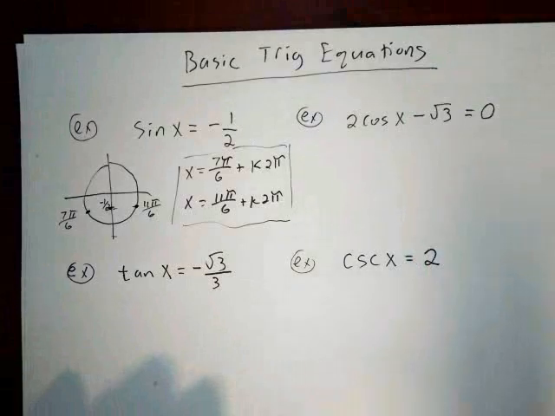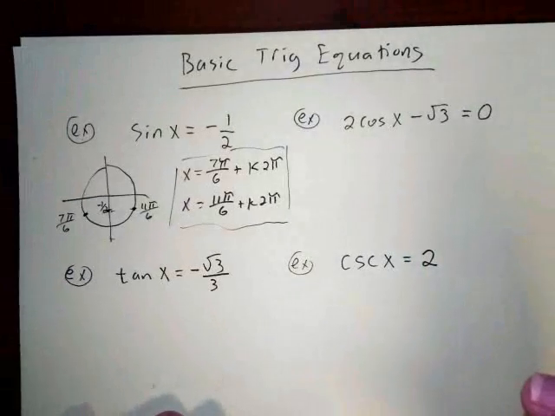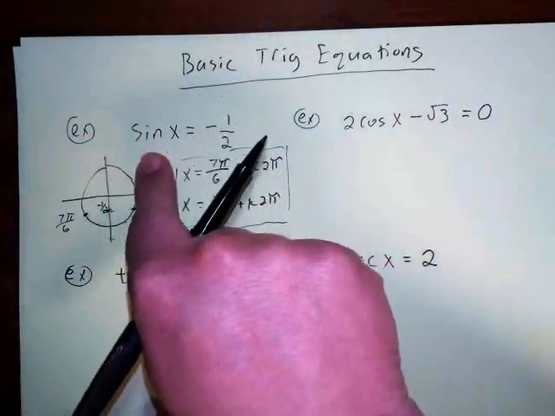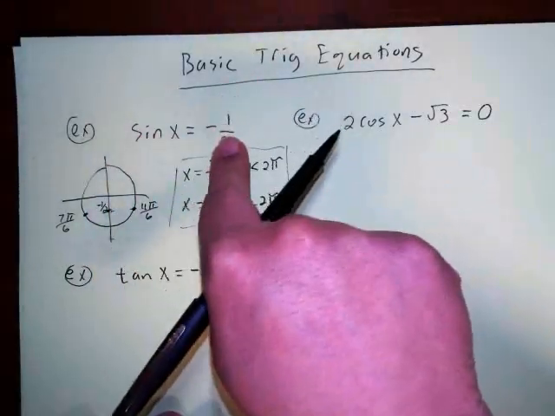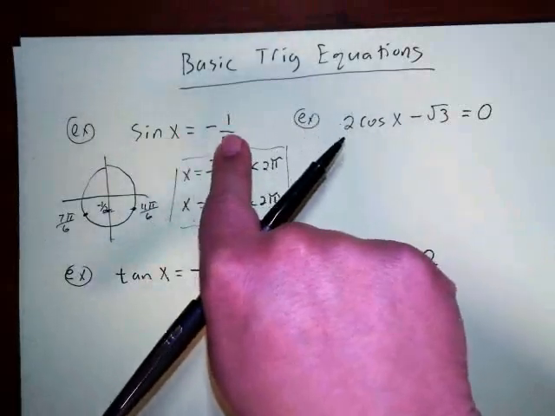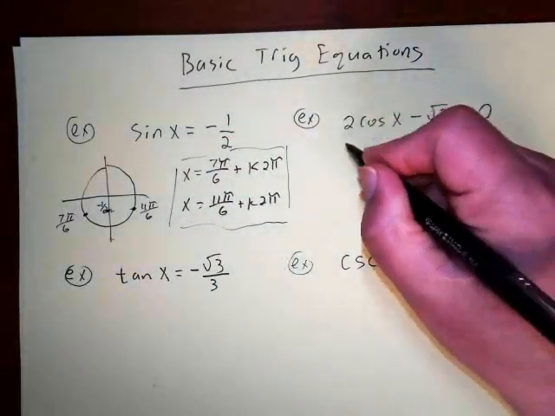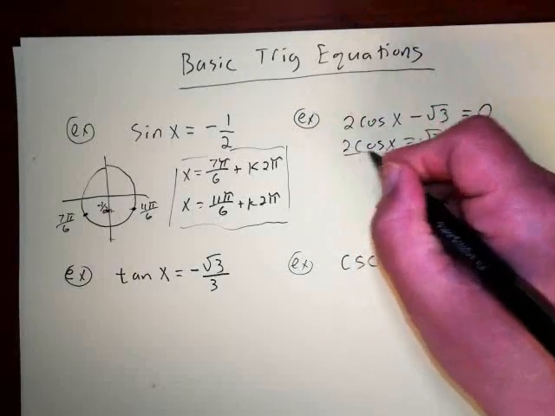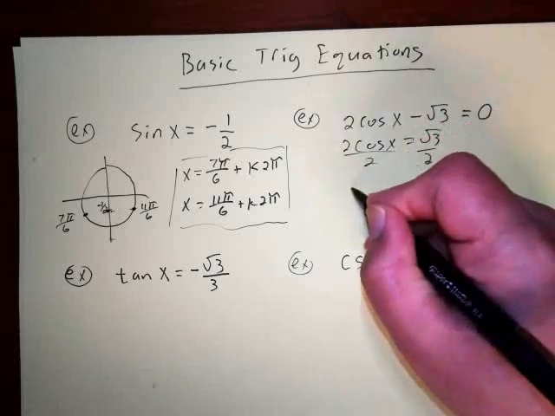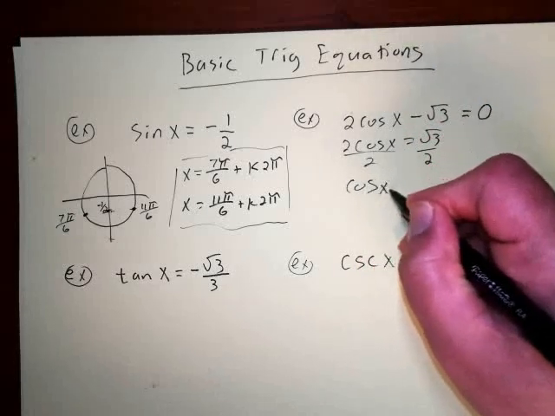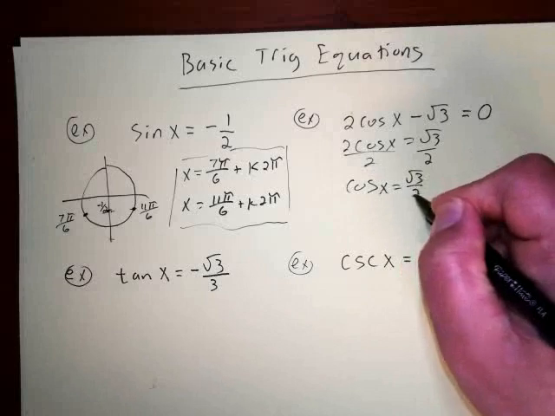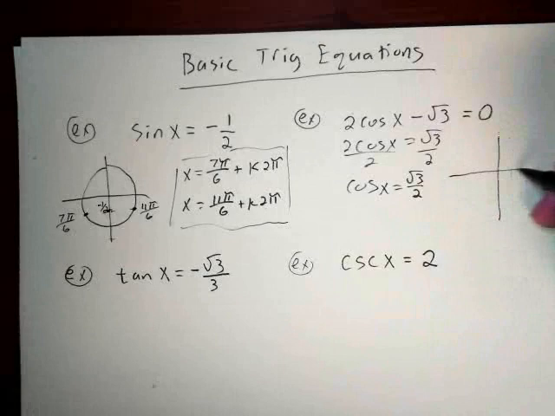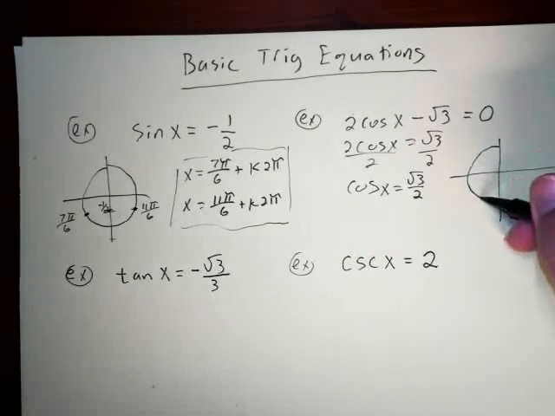Let me define it. I didn't define it before, but a basic trig equation is when you have a single trig function equal to a number on the other side, when you can reduce it to that. In this case I can, because I can move the square root of 3 to the other side, and then divide both sides by 2, and what I get is cosine x is equal to square root of 3 over 2. And that is a basic trig equation, and it's also a special angle.